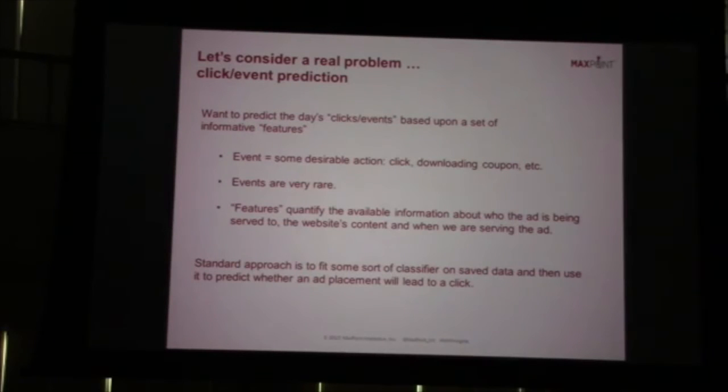And that's really useful in a problem like click prediction, because the fact of the matter is that nothing is constant anywhere really, and certainly not online. So in the click prediction problem, or event prediction, it could be clicks, it could be downloads. You want to know if someone's downloading a coupon, it could be whatever. You want to predict these events.